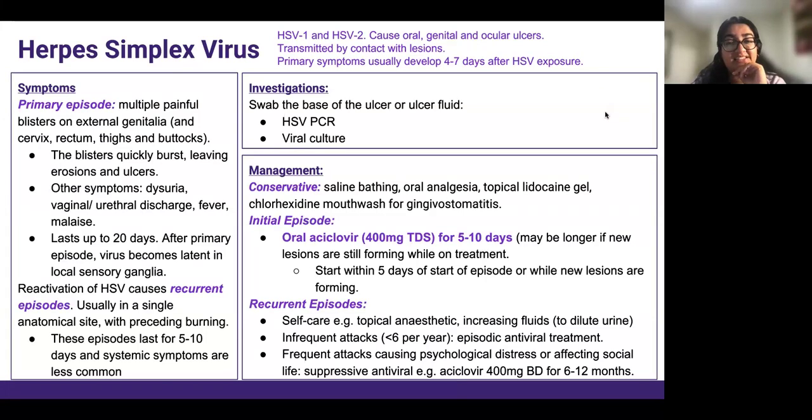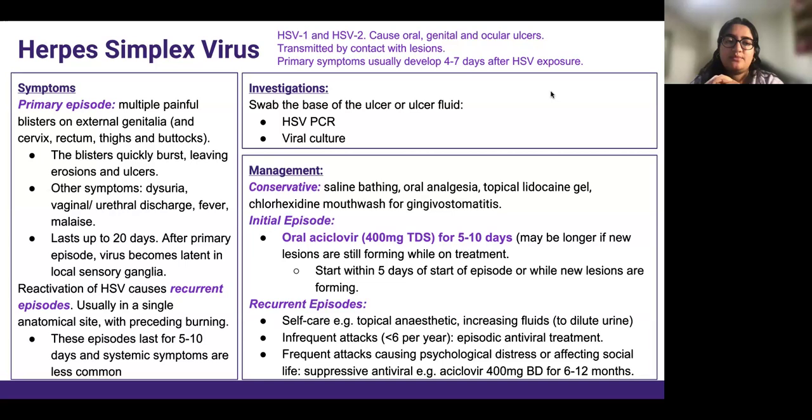So moving on to herpes simplex virus, most commonly known as genital herpes. There are 2 viruses that can cause it, HSV1 and HSV2. They're both part of the same family, but the one that's more common is HSV2, and it can cause oral, genital, or ocular ulcers, and they're transmitted via contact with the lesions. So where you get them really depends on what sexual activity you contracted them through. The primary symptoms, which is what happens when you first get infected with HSV, happen 4 to 7 days after your exposure to it.